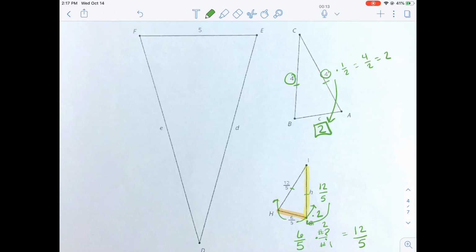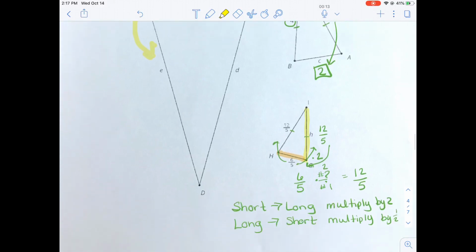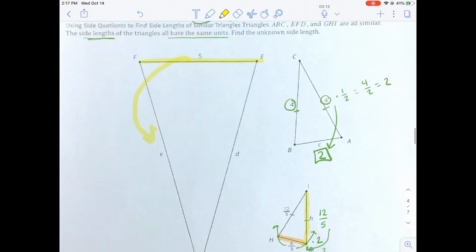All right, let's look here at our big triangle. This short side on this triangle is 5, and we want to go to the long side, and we know that E and D are going to be the same, so we just have to find one thing. We know when we went from short to long, we multiplied by 2. So 5 times 2 is 10. That means these are 10. All right, so you're going to have some practice. See how you do.